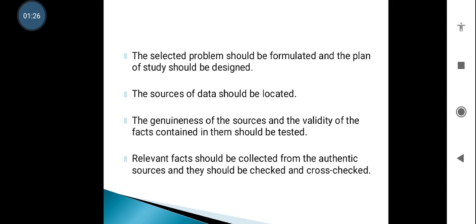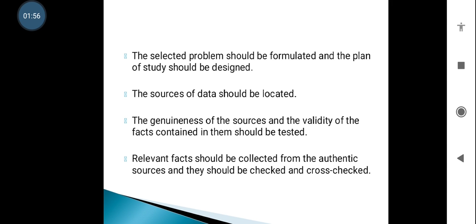So what kind of data is collected from the field? For example, primary data or secondary data, or archives or other materials, all those sources of data will be located. The genuineness of the sources and the validity of the facts contained in them should be tested. So the genuineness of the sources, their originality and validity, will be analyzed or tested.